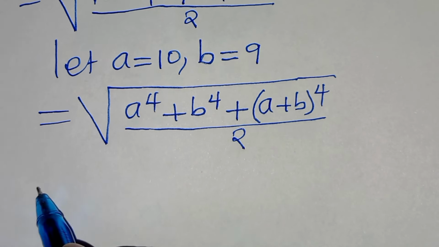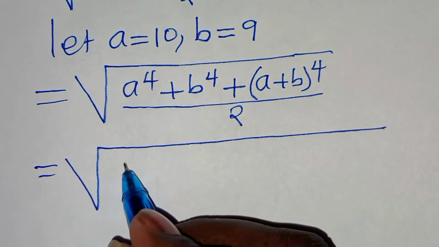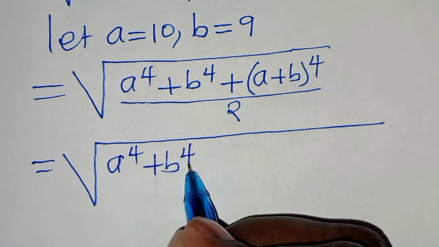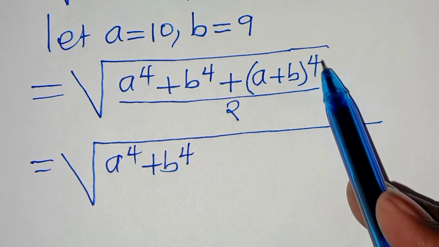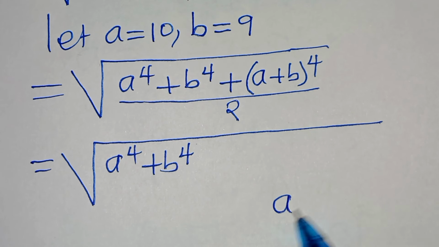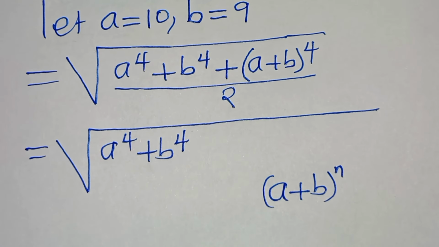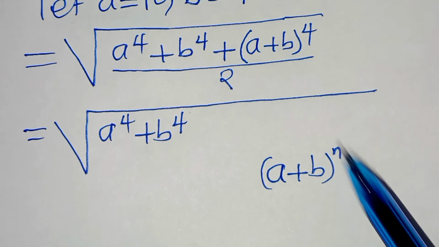Now, this is the square root of a to the power of 4 plus b to the power of 4. Now, we have a plus b to the power of 4. Now, let's use binomial expansion here. We have a plus b raised to the power of n. By using binomial expansion here, we have a power of 4 in this case.